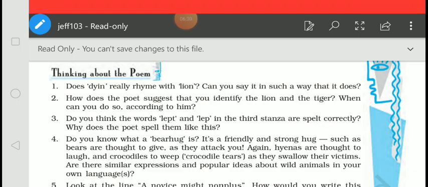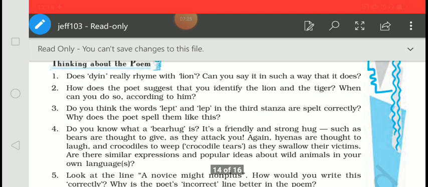so now let us discuss Thinking about the Poem at page number 45. The first question is, does 'dyin' really rhyme with lion? Can you say it in such a way that it does? So actually, beta, the actual word is dying, which does not rhyme with lion. So in order to create a rhyme, it is written as 'dyin' in the poem. The poet changed the spelling of dying and wrote it as 'dyin'.